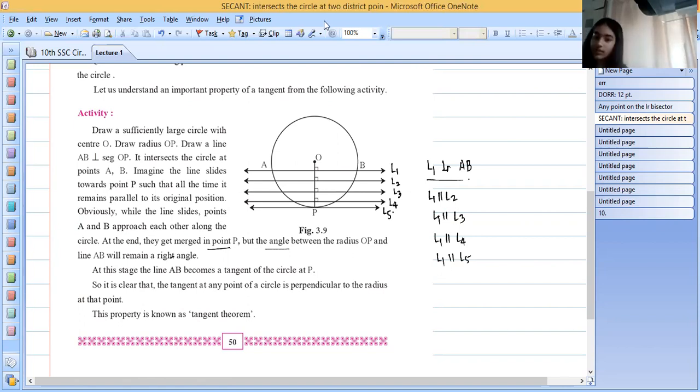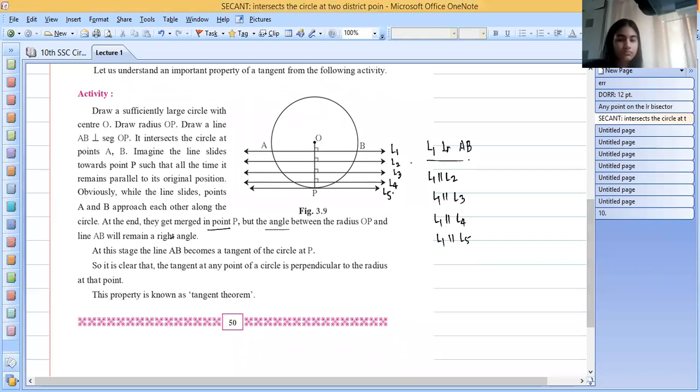Understood? So when L1 goes to L5, L1 is still perpendicular to OP. L1 is not perpendicular to AB. That was a mistake. L1 is perpendicular to OP.